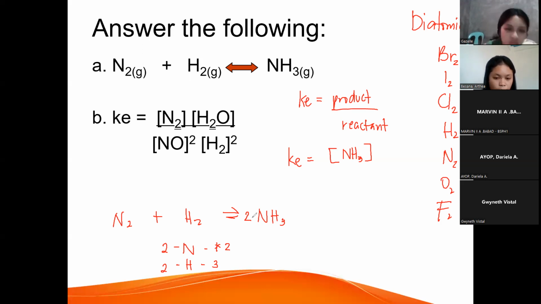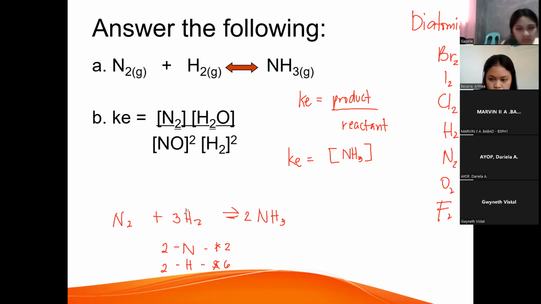What happened to hydrogen? 2 times 3. Imumultiply natin ang coefficient and ang subscript. This becomes 6. So balance na yung nitrogen, yung hydrogen, hindi pa. So what are we going to do with hydrogen on the other side? We should place 3 here.